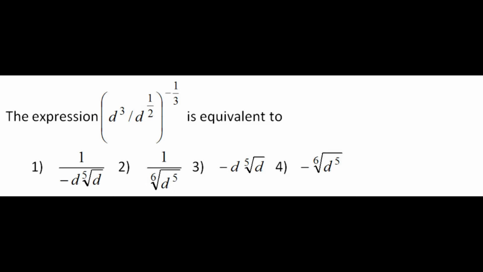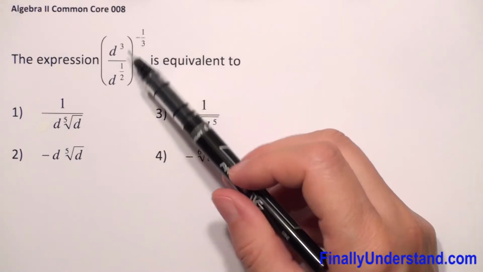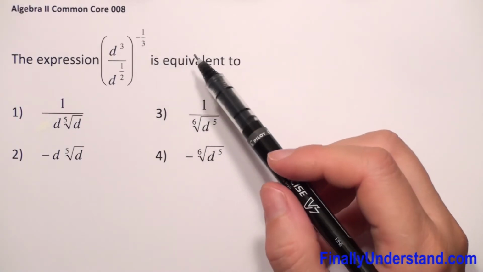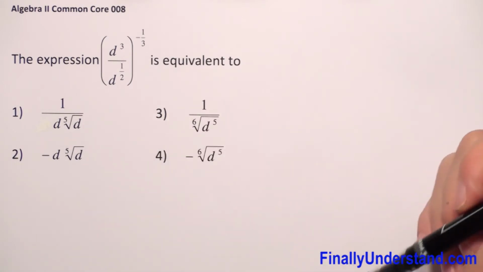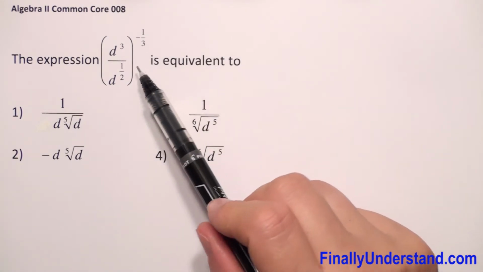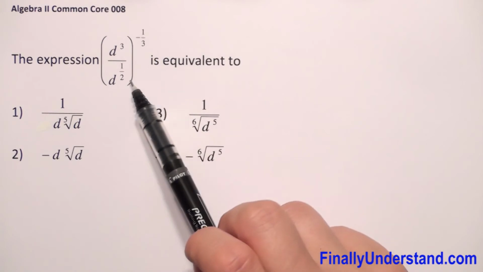We have given the expression d to the third power over d to the power 1/2, and everything to the power negative 1/3, is equivalent to, and we have 4 answers. First, we have to look at this expression.